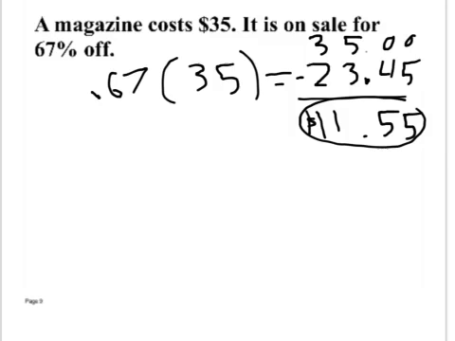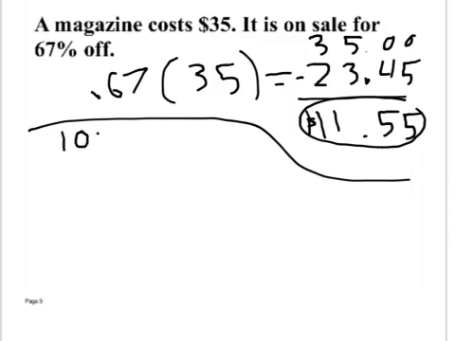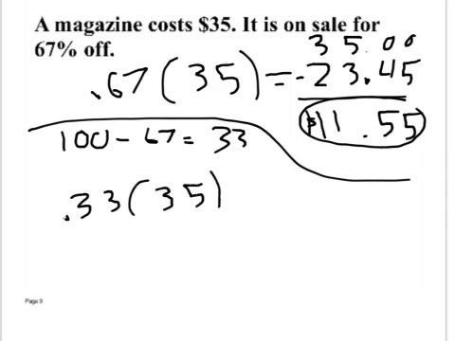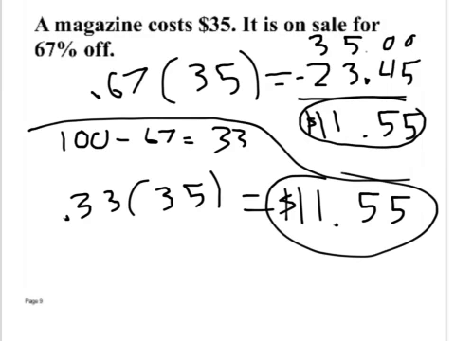All right. Now I'm going to do it the other way. They took 67% off. So 100 minus 67 is 33%, right? So the $11.55 is 33%. So I'm going to take 0.33 times 35, and guess what I get? $11.55. Okay, so either way will work, as long as you know which one to use.